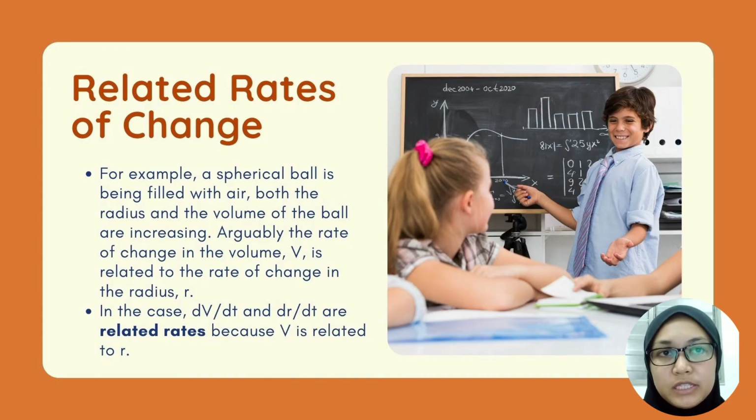Related rates of change. For example, a spherical ball is being filled with air. Both the radius and the volume of the ball increase. The rate of change of the volume V is related to the rate of change of the radius R. In this case, dV over dt and dR over dt are related rates because V is related to R.